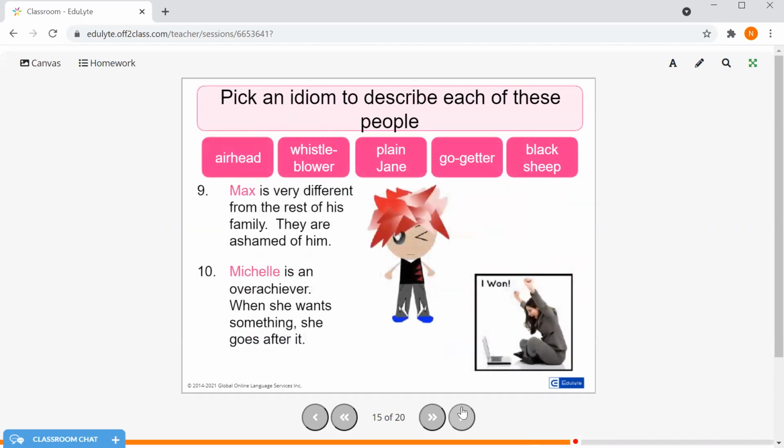Max is very different from the rest of his family. They are ashamed of it. Max would be a black sheep. Michelle is an overachiever. When she wants something, she goes after it. So Michelle is a go-getter.